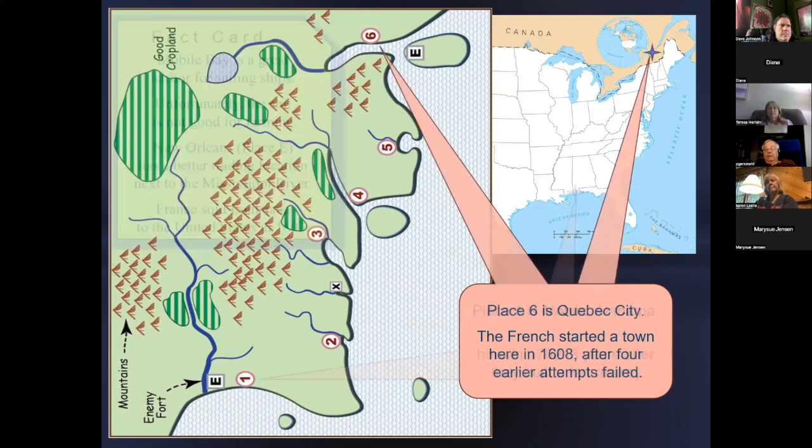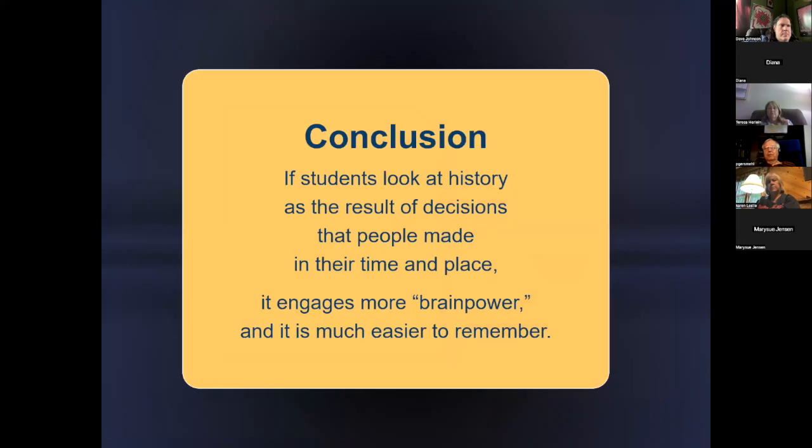But the point is simple. If students look at history as the result of decisions that people made at that particular time and place, it engages a whole lot more of their brain power, and it makes all those locations much easier to remember. It's easier to remember why New York grew faster than Charleston, because New York's river went through the mountains. Charleston's river did not. Now, the river had to be helped out by the Erie Canal, but the fact is the Erie Canal was really easy to build compared to trying to build one west from Charleston through the mountains.